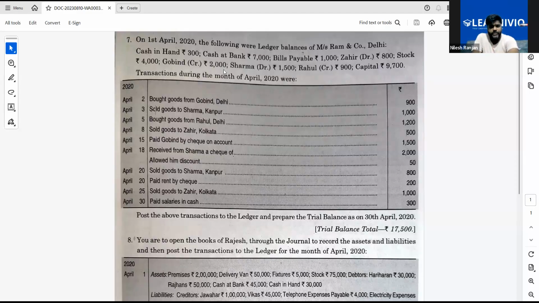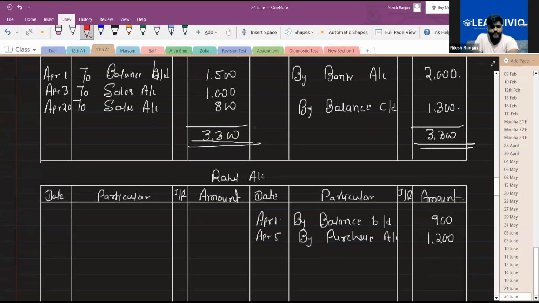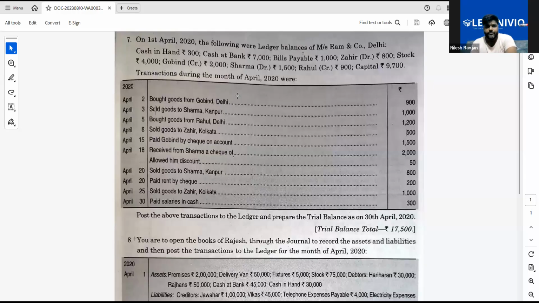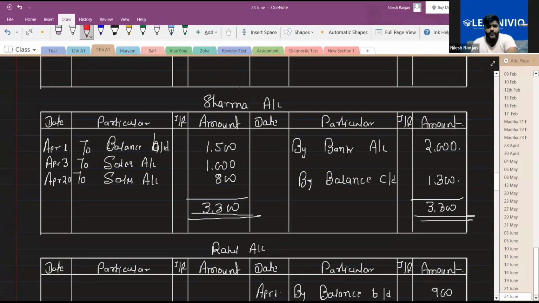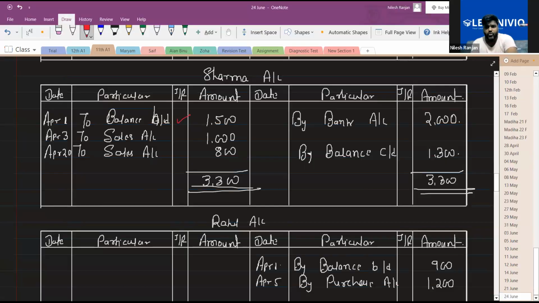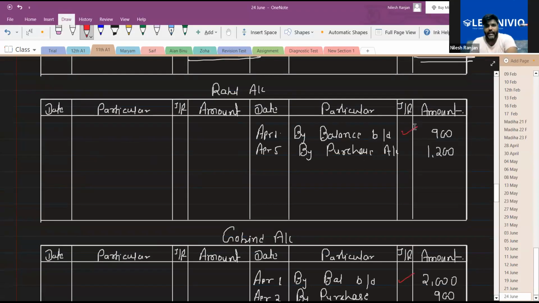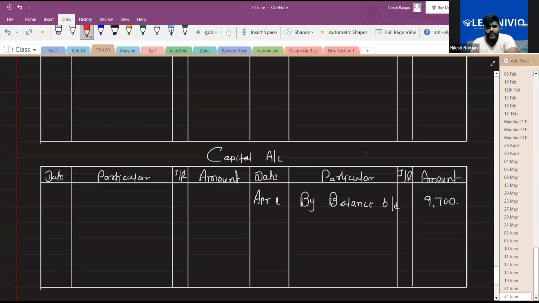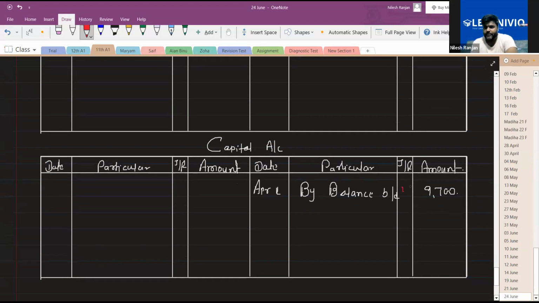Govind credit 2,000. So Govind credit 2,000. Then Sharma debit 1,500. Sharma debit 1,500. Rahul credit 900. Rahul credit 900 and capital 9,700. Capital. Here it is capital 9,700. So we have written all the opening balance.